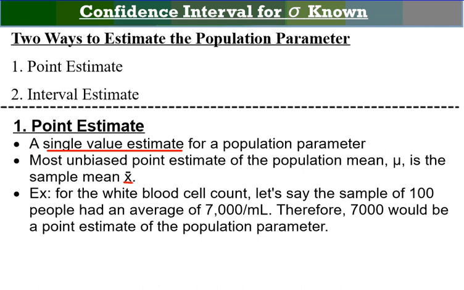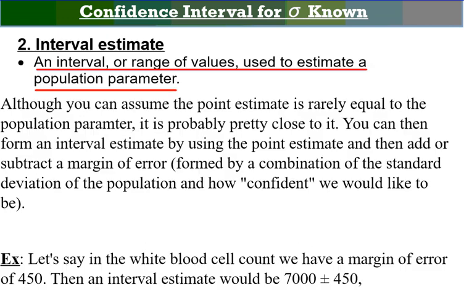The second way is really the way that we're going to investigate in this section, because the first one's pretty straightforward. We did that in the past. You get a sample, you calculate the average. But we could also do it with an interval, giving a range of values that we're using to estimate the population parameter. So an interval estimate is an interval or range of values that we use to estimate that population parameter. Although you can assume the point estimate is rarely equal to the population parameter, it is probably pretty close. You can then form an interval estimate by using the point estimate as our center and then adding or subtracting what we call a margin of error.